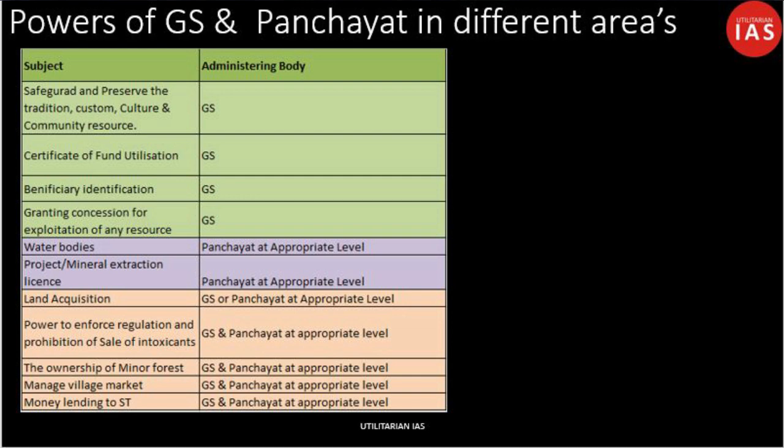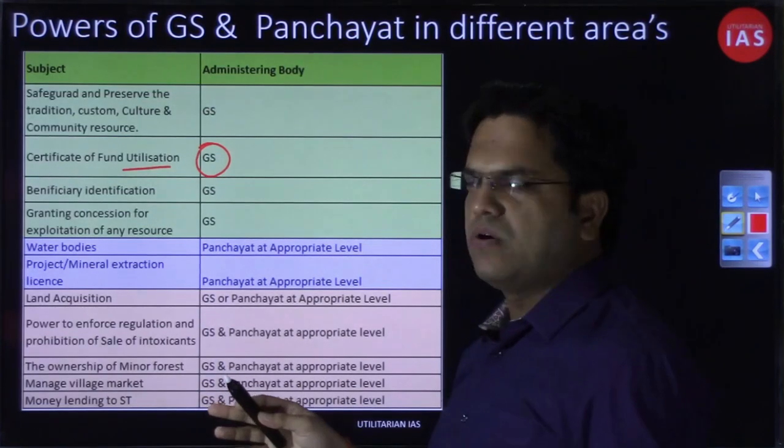Now the second point: a certificate of fund utilization will be issued by Gram Sabha. Let us try to understand what this certificate of fund utilization is. There are various government schemes implemented in these tribal dominant areas. There are tribal specific schemes that we do have, and those schemes will be implemented in villages of the tribal community.